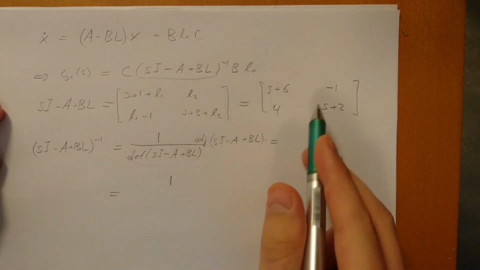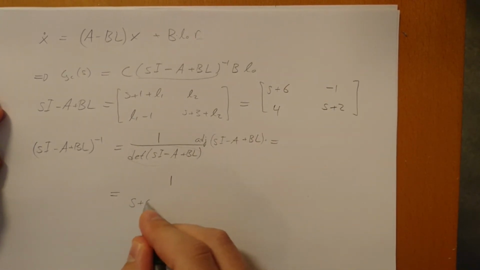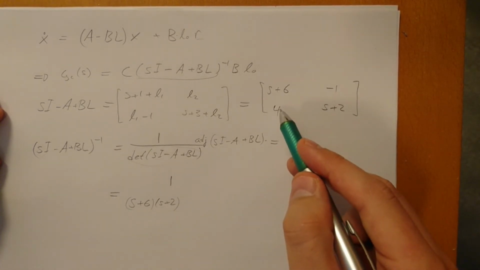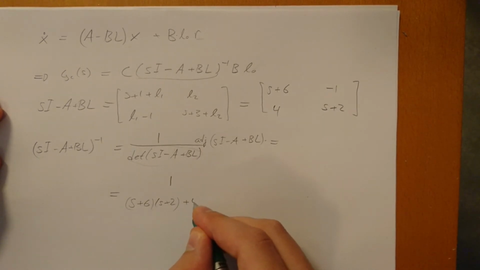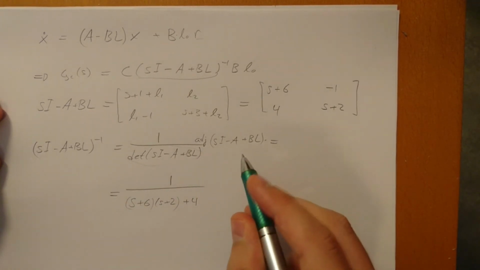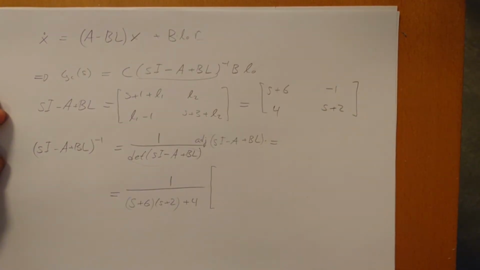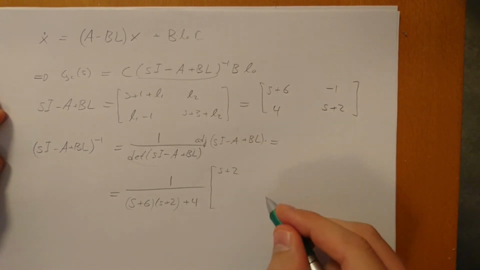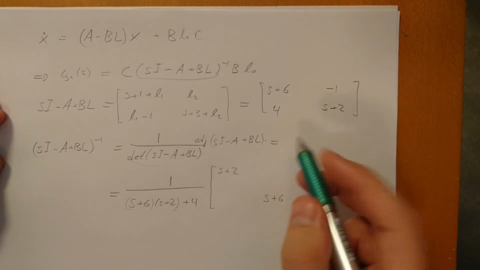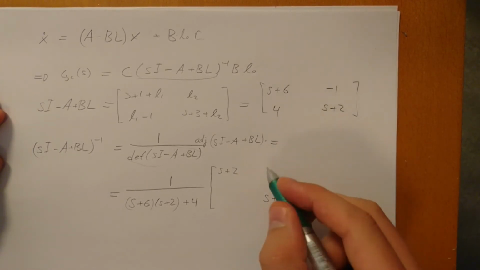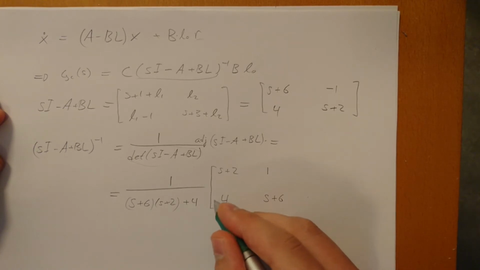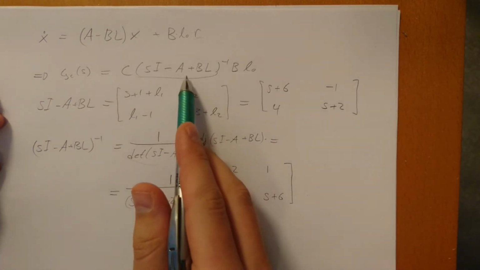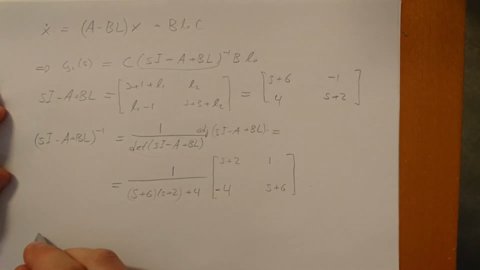Okay. So let's calculate this. The determinant of this expression is s plus 6 times s plus 2, and then minus 1 times 4, so it's minus 4, so plus 4. And then the adjugate of a 2 by 2 matrix is obtained if we just swap the positions of the diagonal elements and multiply the anti-diagonal elements with minus 1. So we'll get 1 here and minus 4 here, like that. And now we can plug this back into the expression we had up here.